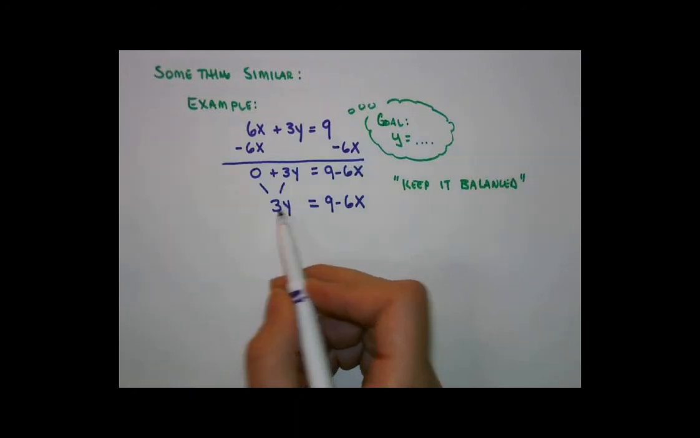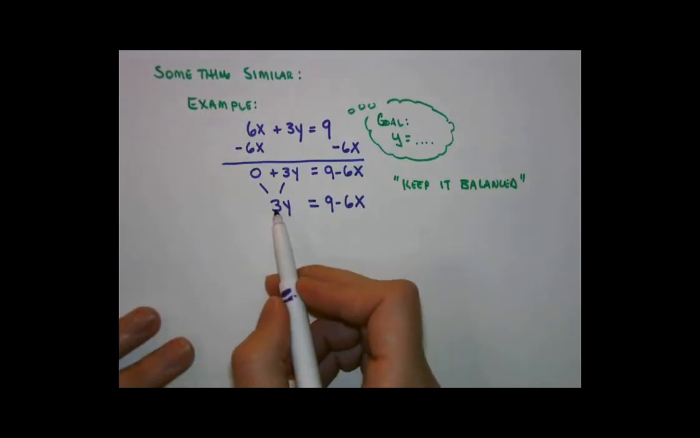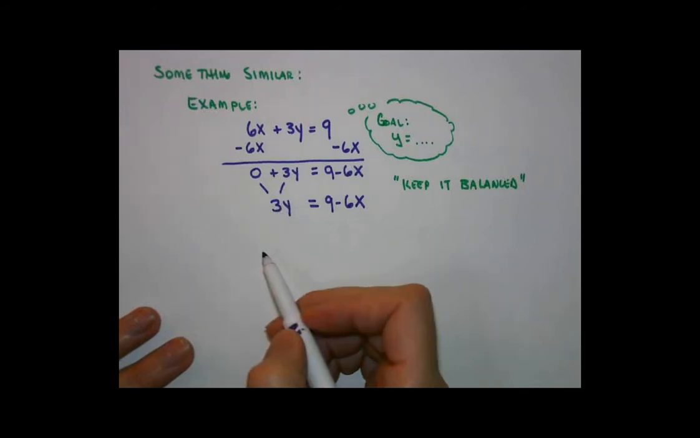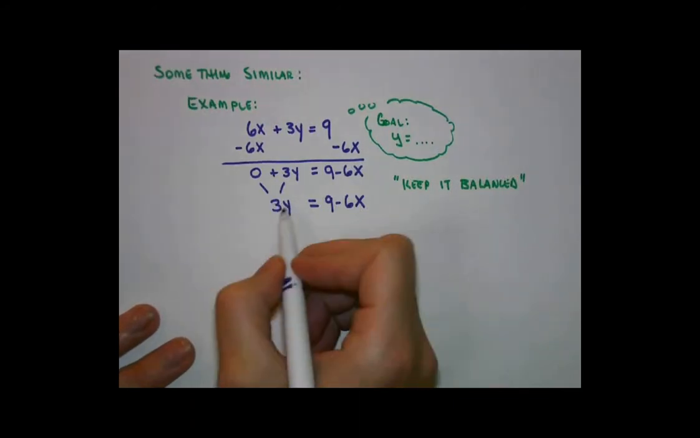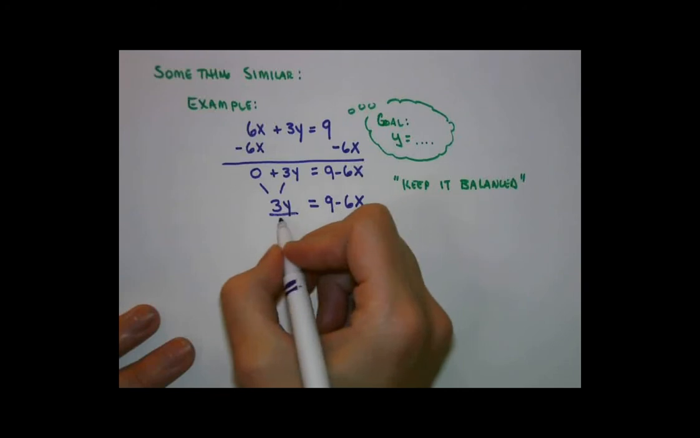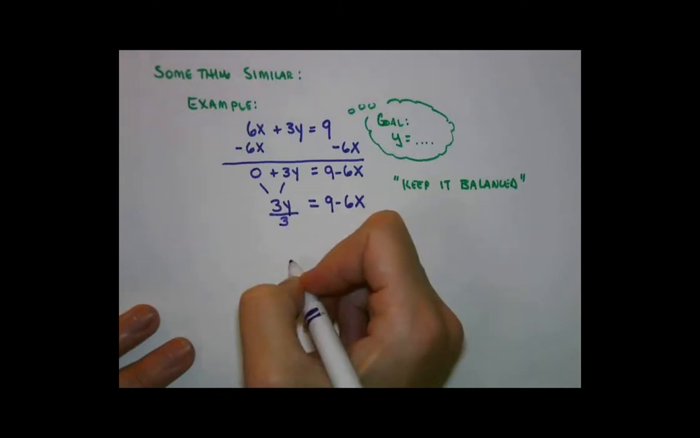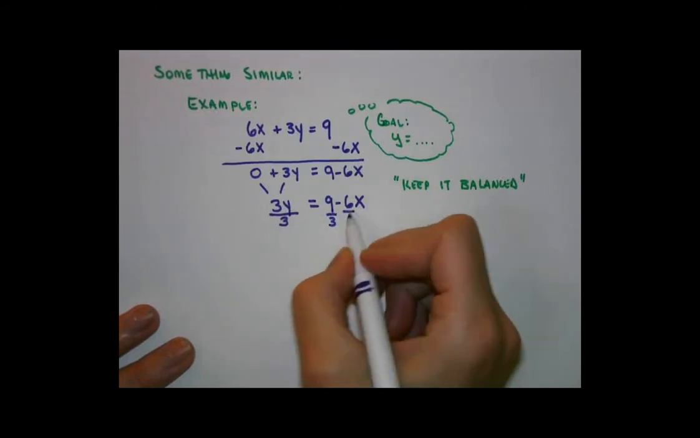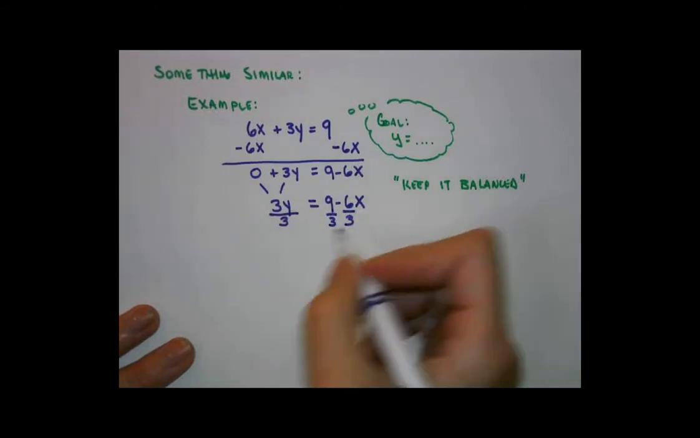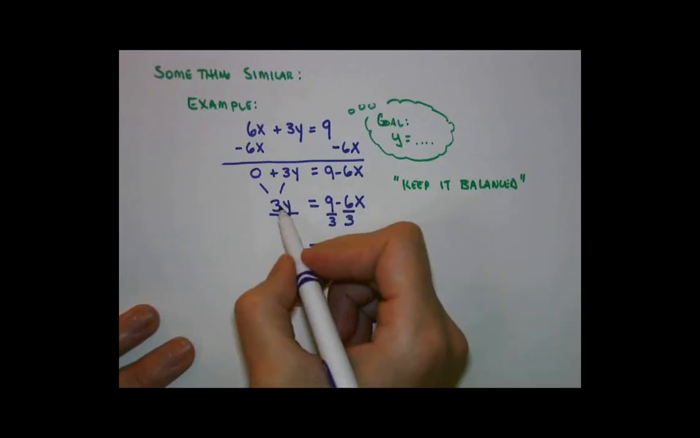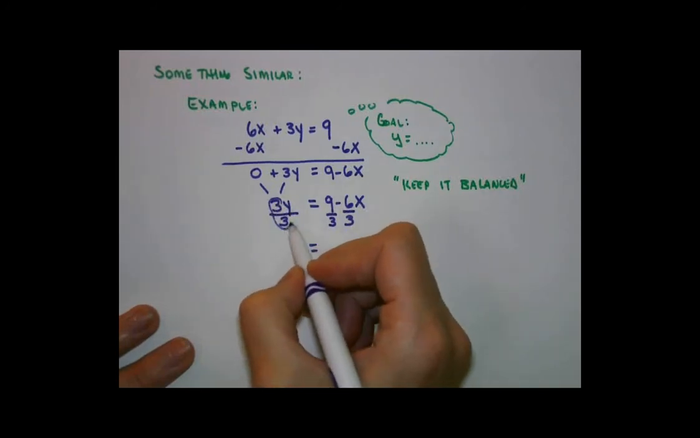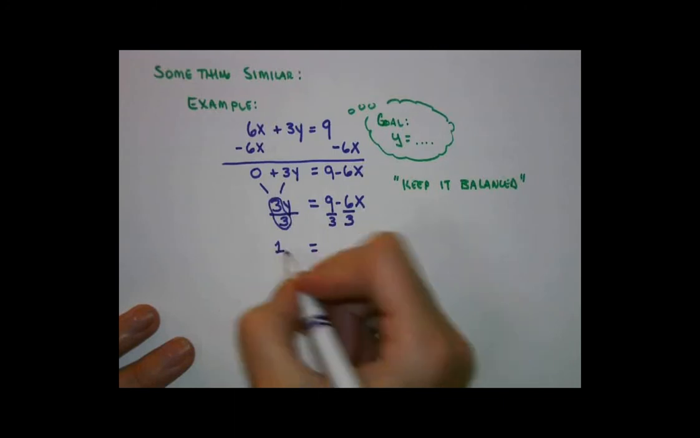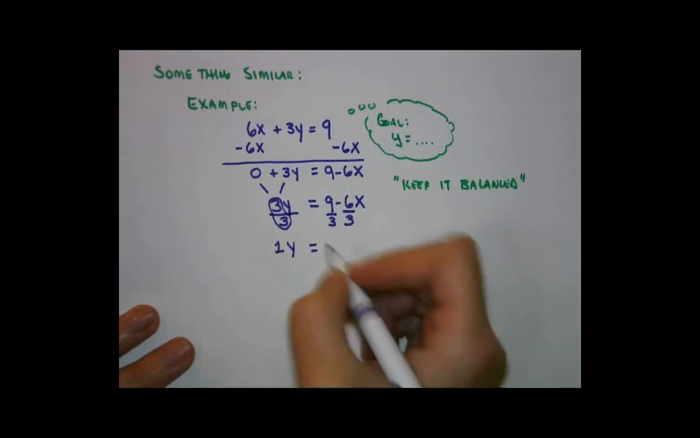Now I want to get the y all by itself. Right now y is being multiplied by 3. So to undo that multiplying by 3, I'm going to have to divide by 3. And whatever I do to the term on the left, I have to do to every term on the right to keep this equation balanced. So on the left, 3 over 3, that's another way of writing 1, y.